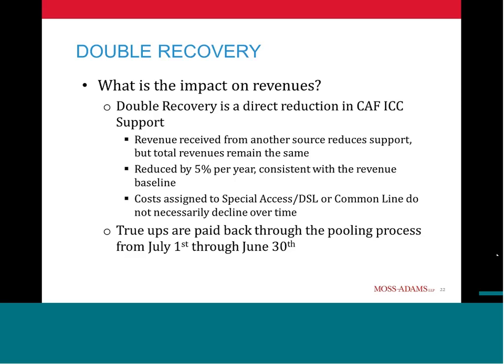One of the things that's important to understand is that costs assigned to special access or DSL or common line are still under rate of return regulation. We're still calculating an annual revenue requirement, and there are means in place to allow you to recover that revenue requirement subject to the pool's current rate of return. So while the double recovery amount, the switched access impacts, decline by 5% each year, the positive impact that you've shifted to common line or special access do not decline each year. So even if you have double recovery, there may be some small positive impact of that in the 5% that doesn't reduce each year.